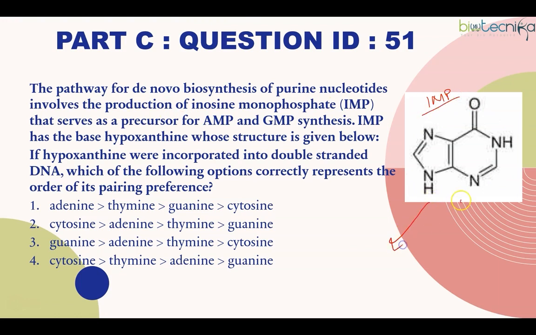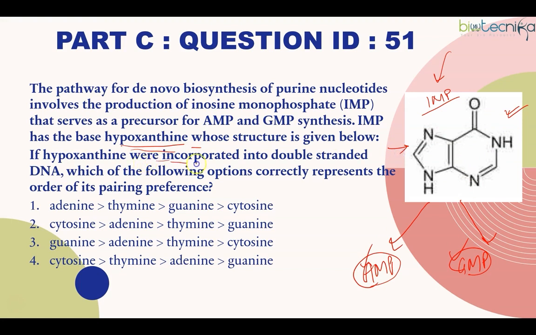From here only you get the 2 other purines, that is AMP and GMP. Initially, from the de novo pathway, IMP is synthesized. Now, what is the base that IMP has? This particular thing is hypoxanthine. Here the base will be adenine, here the base will be guanine, but here the base is called hypoxanthine. The structure is given here.